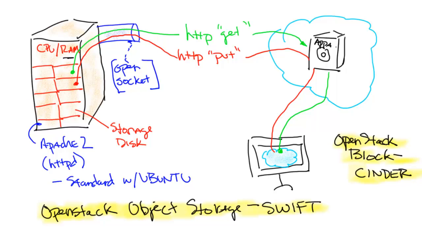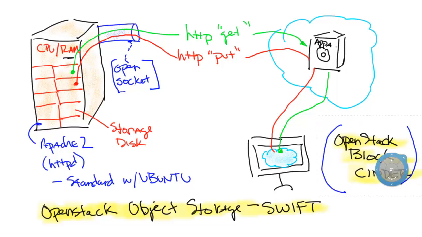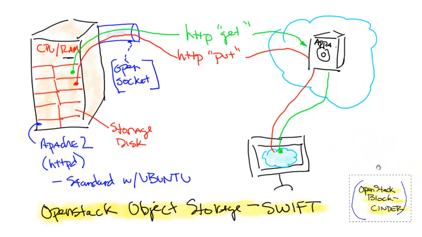What is this good for? OpenStack Swift is good for things like long-term storage, static storage. It can be, it needs to be updated, things of that nature. Block is Cinder.